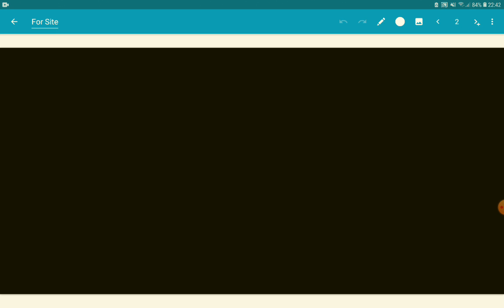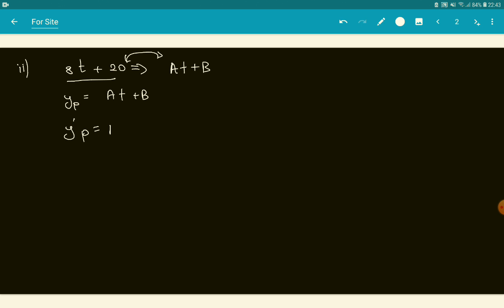We go to the second part of the equation. As you see, the right side of the equation is 8t plus 20, which will be At plus B, as we said before. So I will say that yp is equal to At plus B, and as you remember, this was a rule, so you need to learn it. What will be y prime p? Y prime p will be A, and y double prime p will be 0, because this is a constant.